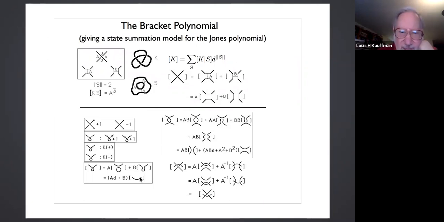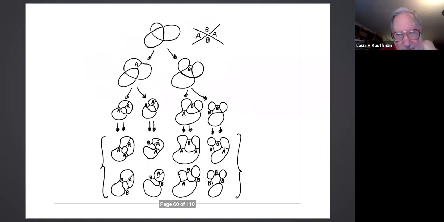Or you can say to yourself, I have a polynomial here invariant under R2 and R3 and work with it in that category of moves, which we usually call regular isotopy. So that's a capsule picture of the bracket polynomial. And here's a picture of lots of states in the case of the trefoil knot. In general, there are going to be 2 to the n states when the knot has n crossings, of course, and they're all laid out there at the bottom of the slide.